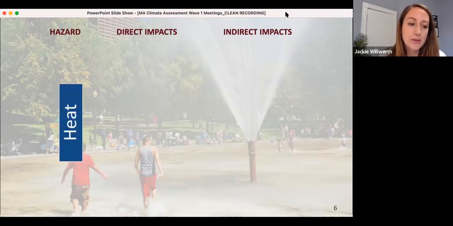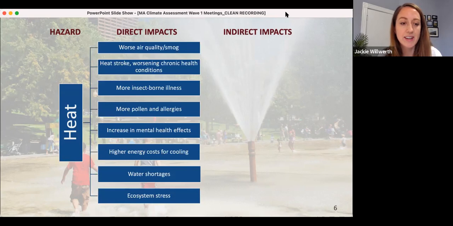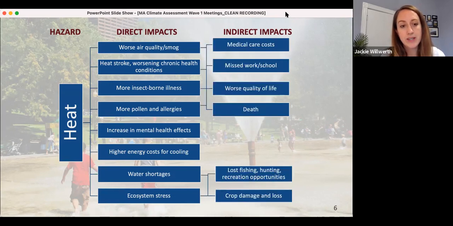So the first hazard we'll talk about is heat, and each of these slides is set up in this way where we'll list the hazard on the left-hand side. In the middle, we list some examples of the direct impacts of that hazard. And then on the right, we have some indirect impacts or other ways that these hazards directly and indirectly impact your daily life. So I won't speak to all of the impacts on each of these slides, but I will highlight a few for each hazard.